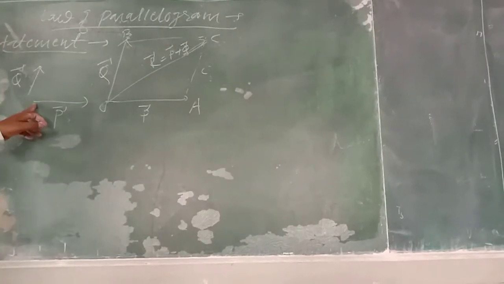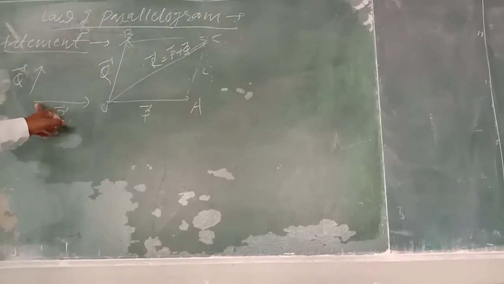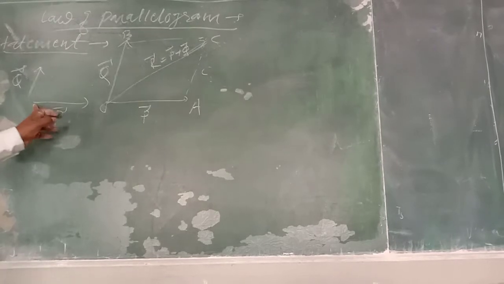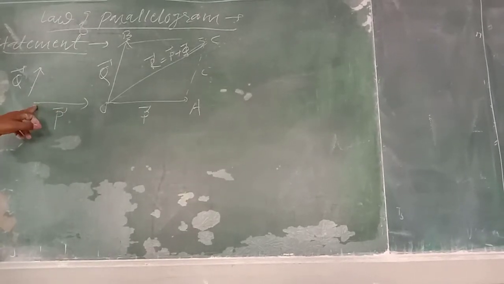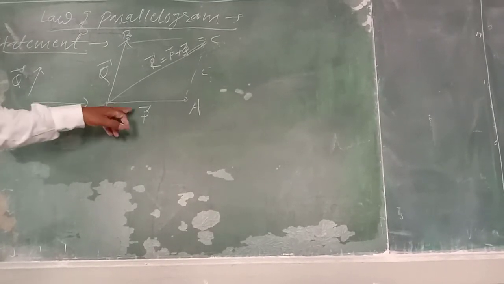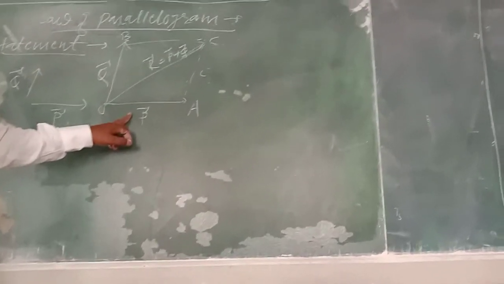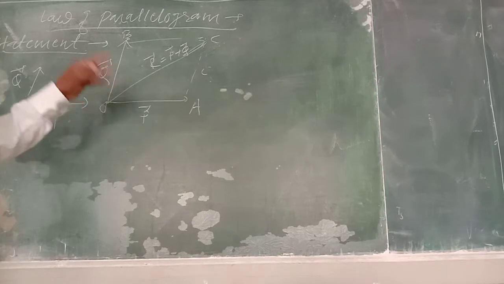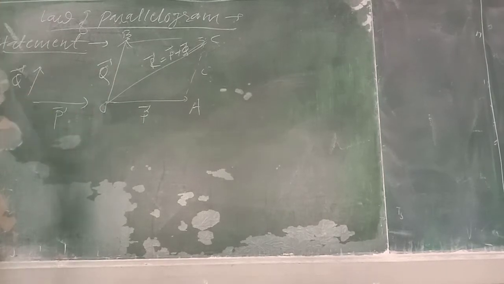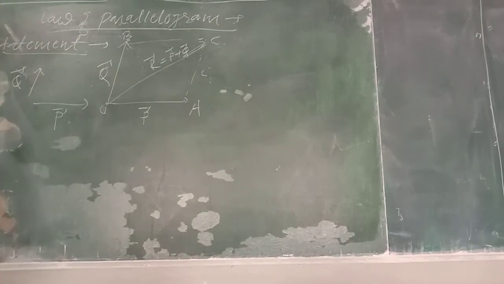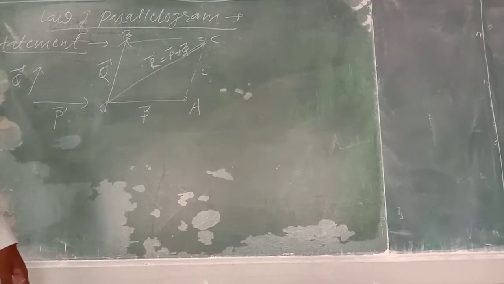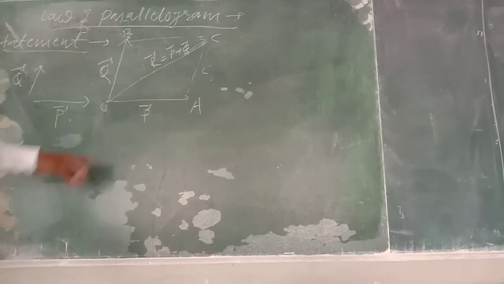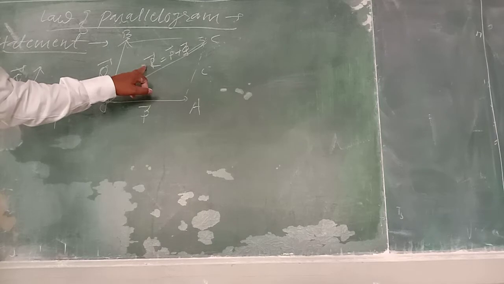Let vector P and vector Q be added together as shown in figure a. Two vectors OA and OB represent the magnitude and direction of vectors P and Q respectively, as shown in figure b. Complete the parallelogram OACB, then the diagonal OC represents the magnitude and direction of the resultant vector R. This is the resultant vector R.